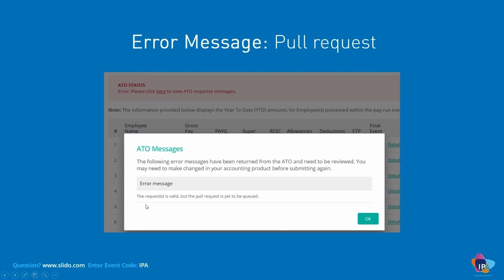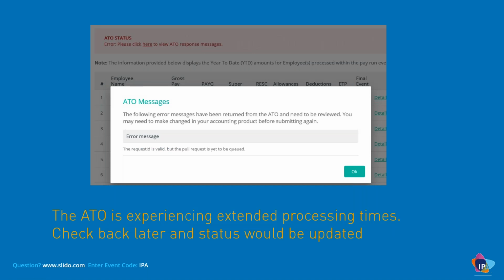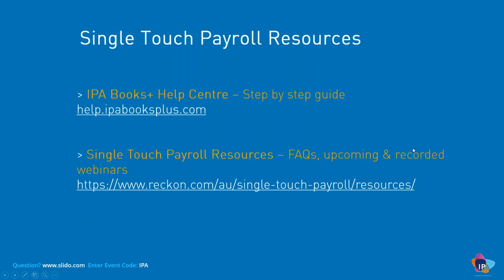Another message might be this strange one: the request ID is valid, but the pull request is yet to be queued. This one's fairly benign because it's indicating that the ATO servers are experiencing extended processing times. It's essentially a timeout error. It's still waiting in the queue, so don't be too concerned with it just now. Just come back and check later to see that your status has been updated. Okay, so they're the more common messages you'd likely come across.